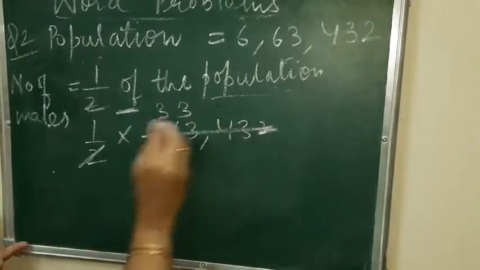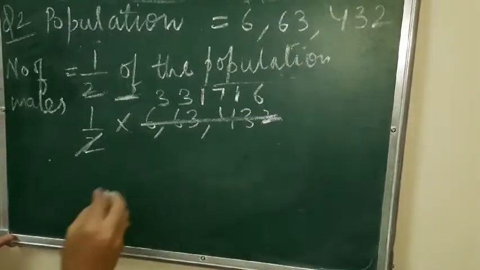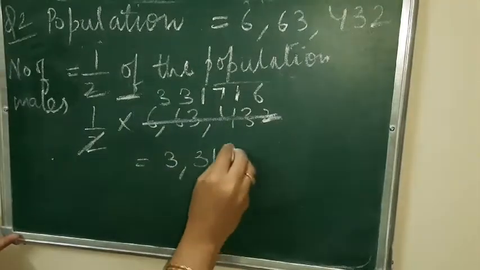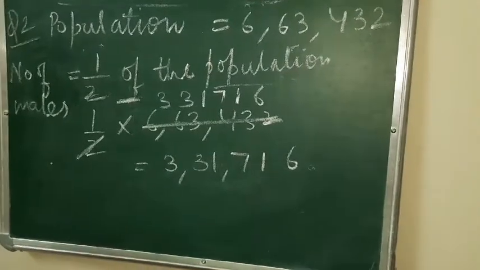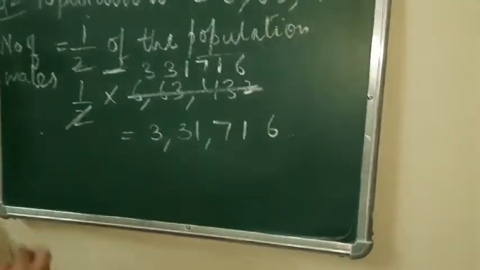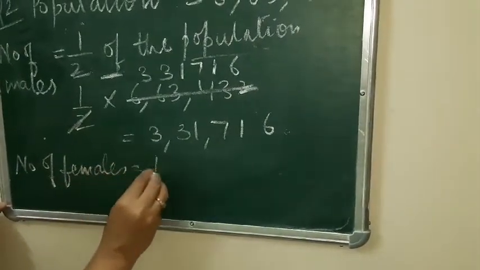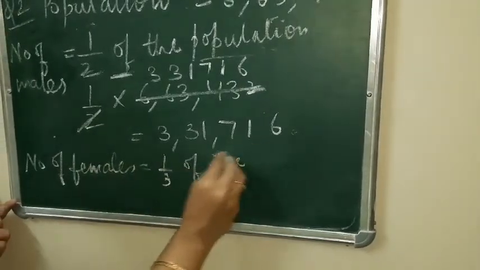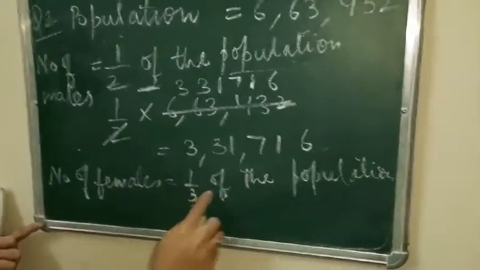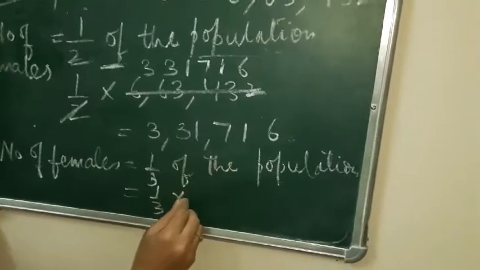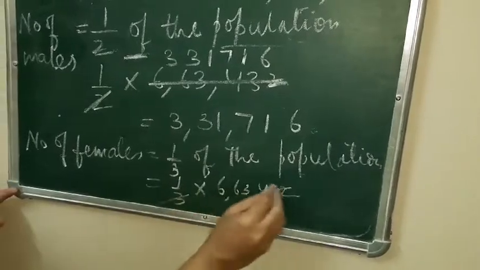So just cut them. 2 3s are 6, 2 1s are 2, 2 7s are 14, then 2 1s are 2, and 6 are 3. So it will be 3,31,716. So this will be number of males. Now it is given 1 by 3 of the population are females. So again, you cannot write just 1 by 3. Of the population means 1 by 3 multiply by 6,63,432. Solve it and you will get the number of females.